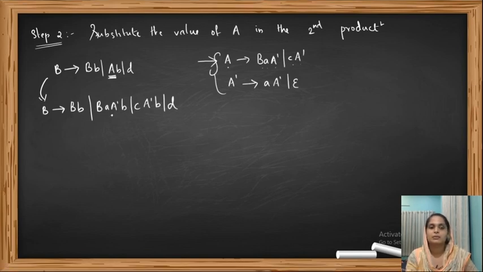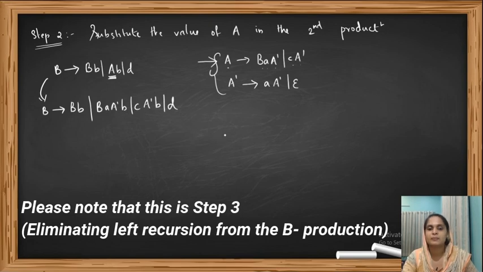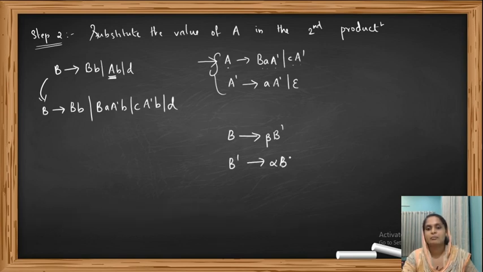How can we eliminate left recursion from this? The format is, we have to convert it to the form B produces beta B dash and B dash produces alpha B dash bar epsilon. Okay. So here the values of beta are C A dash b is our beta 1 and d is our beta 2. Similarly, the value of alpha. Here small letter b is our alpha 1 and A dash b is our alpha 2, right?